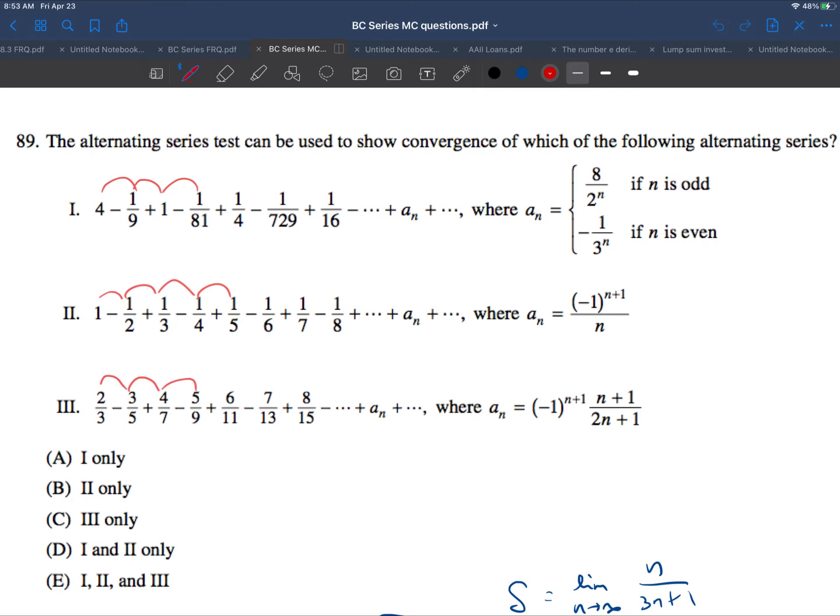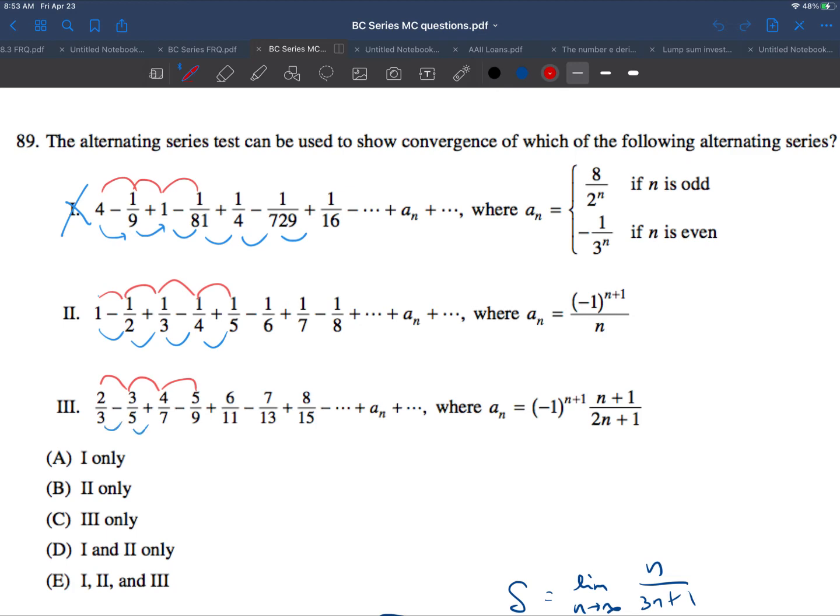The second condition is that the magnitude of each of the terms has to be getting smaller consistently as we go along. So if I look at the first series, you see how it goes from 4 to 1/9 and then back to 1? So that's a smaller, then a larger, then a smaller again, then a larger, smaller, larger. That's not actually consistently decreasing. So that means the second condition on this one is not satisfied. So that one gets ruled out. If you look at the second one though, 1, 1/2, 1/3, 1/4, 1/5, yeah, those consistently decrease.